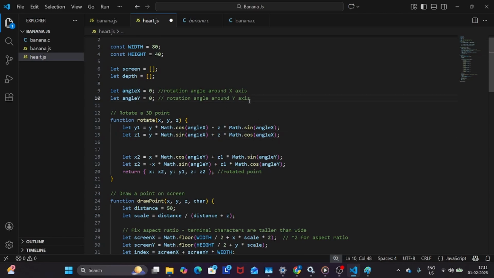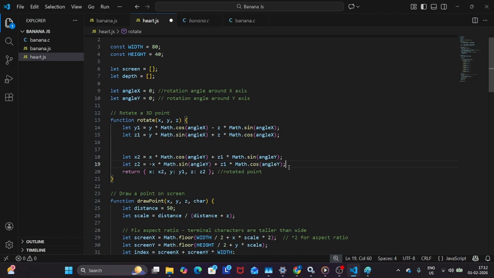Now this is the rotation around the y-axis, and it is exactly the same thing, only x and z change, y remains the same, and z2 and x2 are the new coordinates. Every point moves in 3D space. Without this, the cube will tilt but not spin side to side. Okay, we have understood this now.